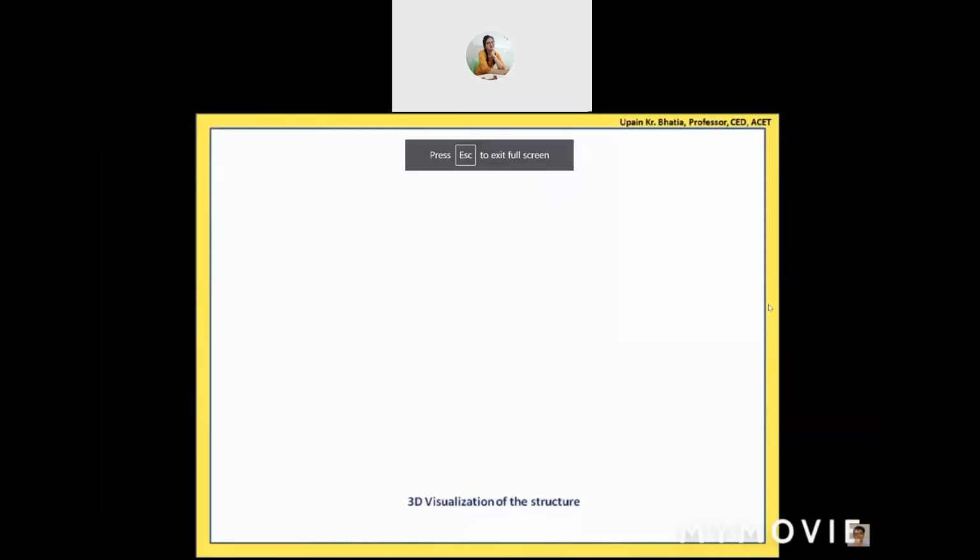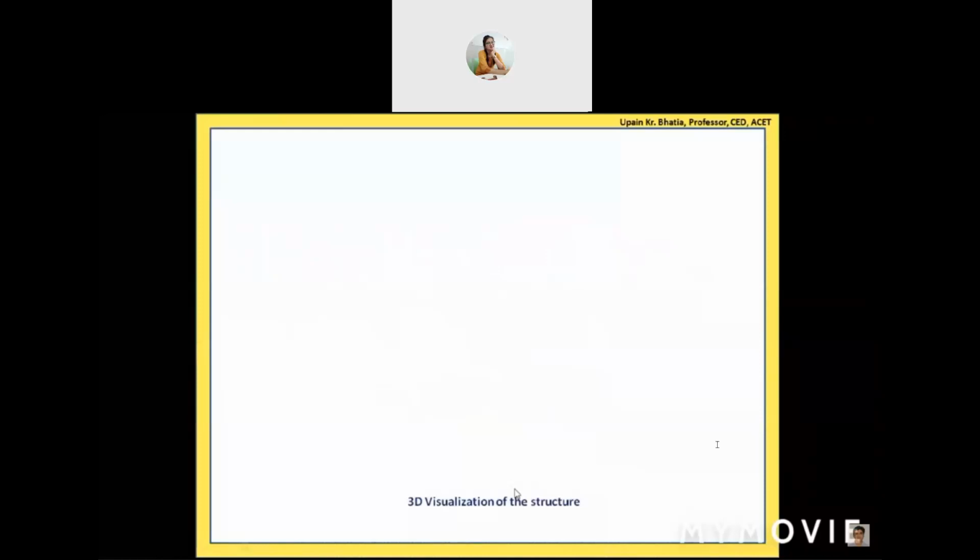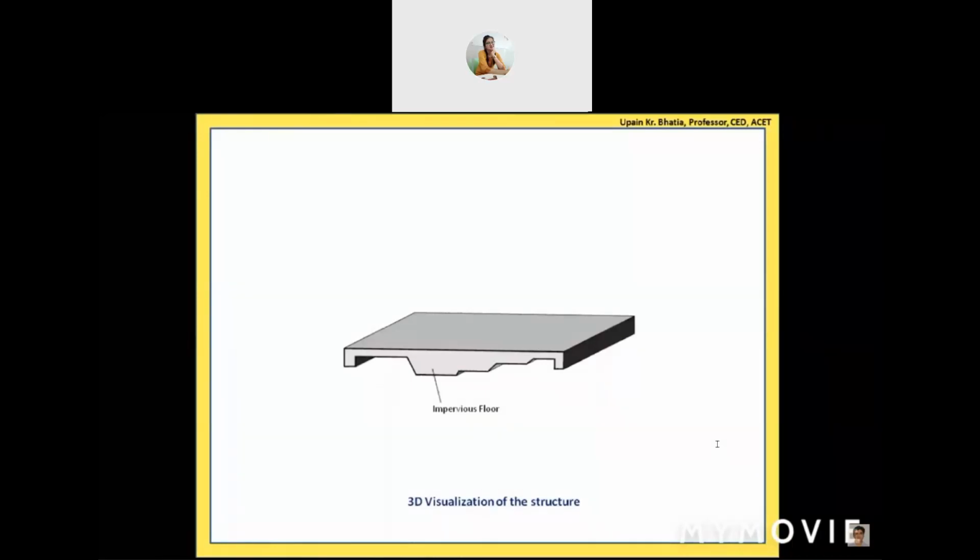This is the three-dimensional visualization of this structure. What the concrete floor or the impervious floor looks like is this. So this is the three-dimensional visualization of the concrete floor or the impervious floor. On the riverbed, first of all, we provide this type of a floor. This floor is designed before actually providing it in the field.